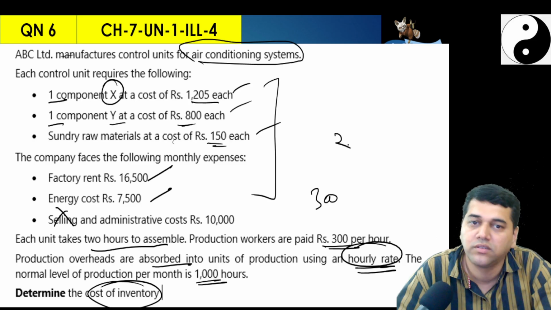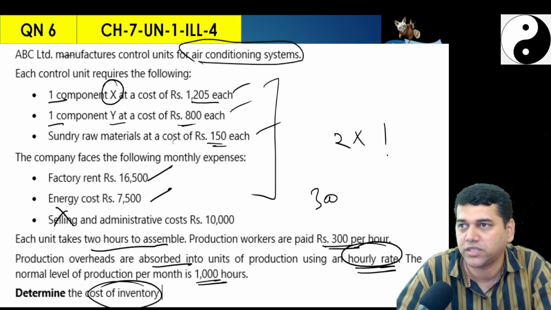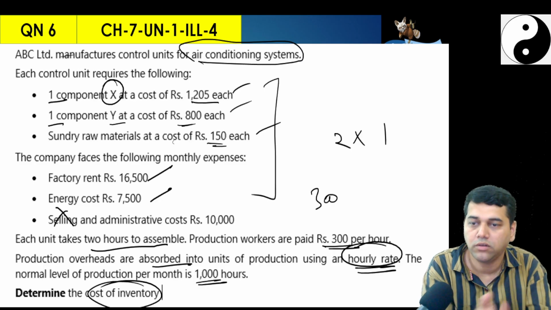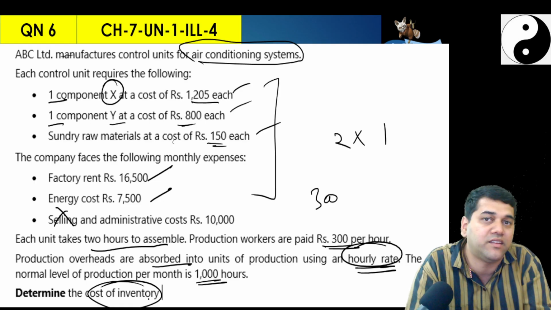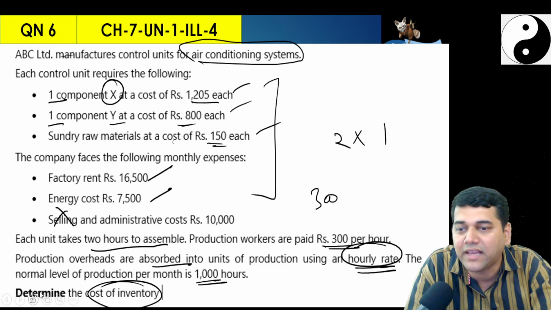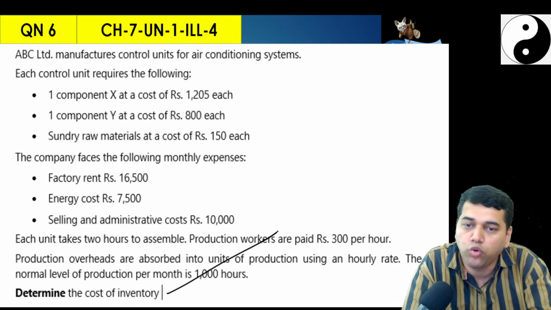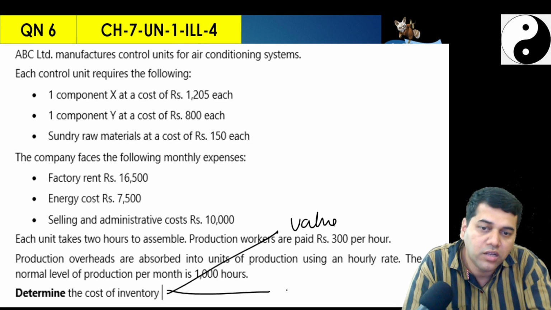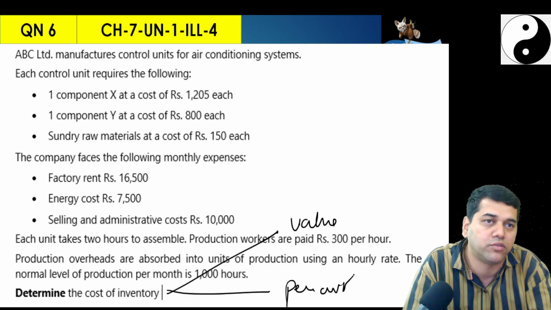2 hours into 1 unit. So what we can do, we are going to determine the cost of inventory, they say. The question is very silent. So what will you do? There are two options. One, you can calculate the value of inventory, or you can calculate per unit.